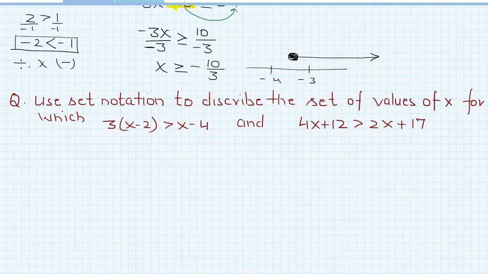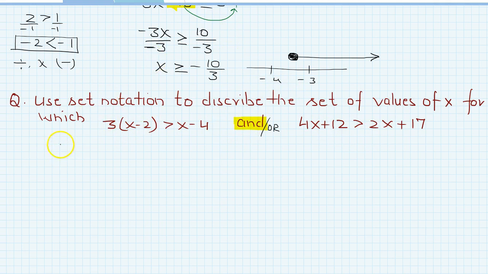Now we have another question, that is two different inequalities, and we have to find the values of x for which 3x minus 2 is greater than x minus 4 and 4x plus 12 is greater than 2x plus 17. In the question you will find either and or you will find or. We'll take another example of or. This one is and. So first we solve these inequalities.